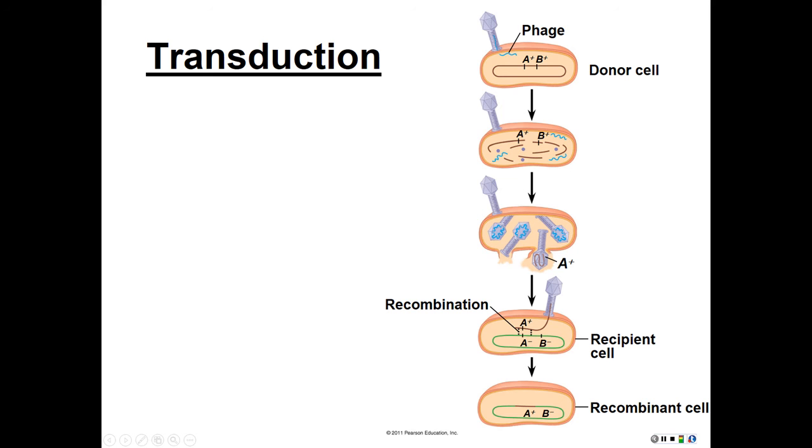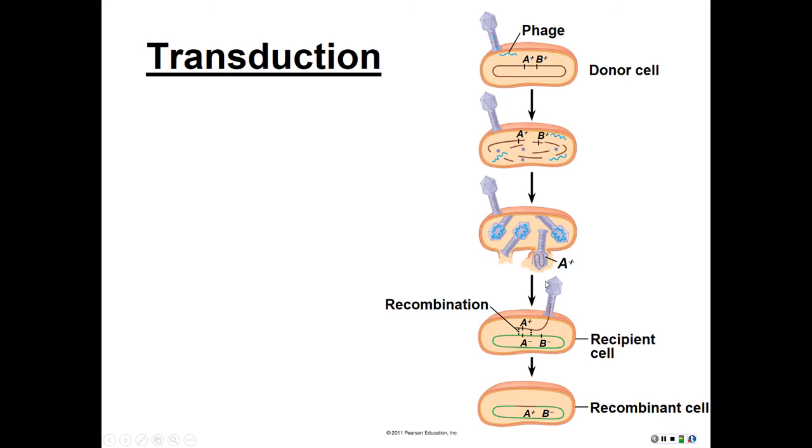But sometimes a mistake happens. And sometimes when the virus goes to make new viruses, instead of packaging viral DNA into the new virus particles that get made, instead a piece of the bacterial chromosome is inserted instead. So see how this virus here, instead of the blue viral DNA, it's got a piece of the red. That's a chunk of the host chromosome. So sometimes that happens inadvertently.